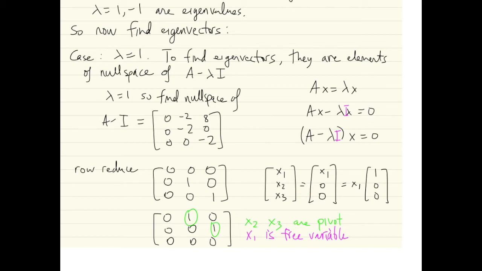And this is what we have here: x2 is 0, x3 is 0. Factoring out an x1, we get that the null space consists of x1 times this vector 1, 0, 0. So 1, 0, 0 is an eigenvector, and in fact the only eigenvector with eigenvalue 1.